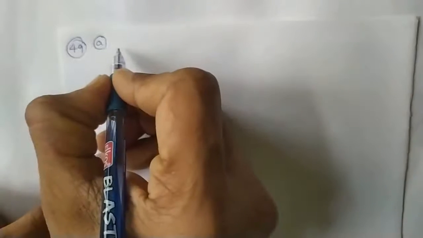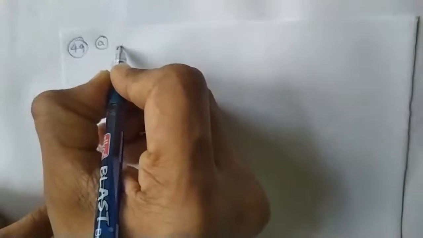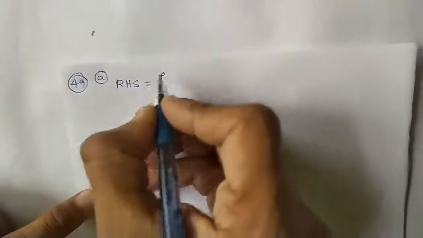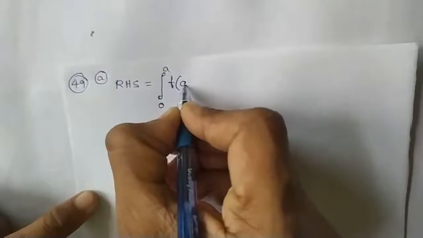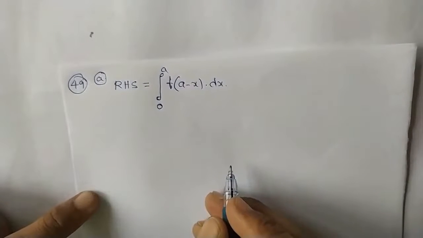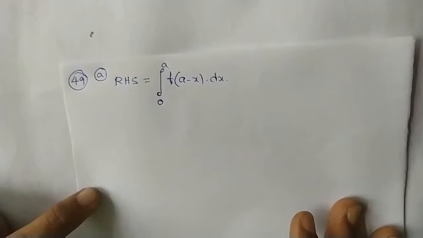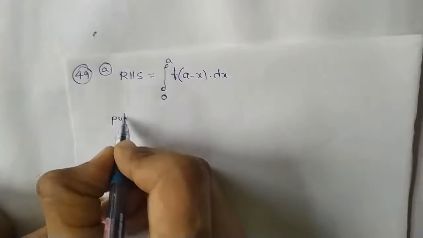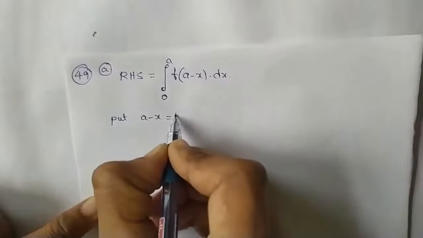Integration of 0 to a f of x dx equals integration of 0 to a f of a minus x dx. Here we will consider RHS. RHS of this property is integration of 0 to a f of a minus x dx. Here we are going to apply the substitution method. Put a minus x equals t.